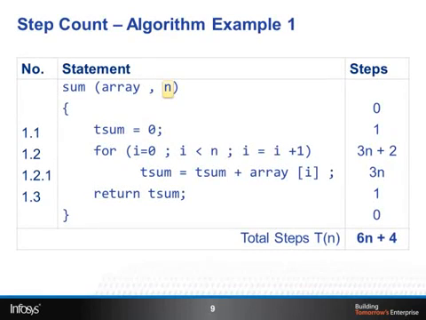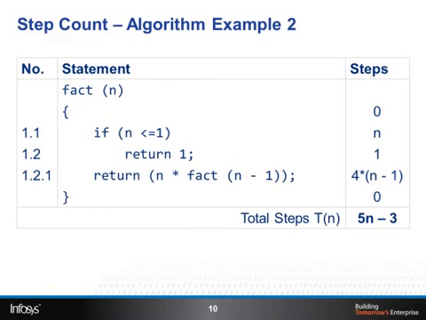Line 1.1, Tsum is equal to 0, contains one step, that is assignment operation. Line 1.2, for i equal to 0, i less than n, i equal to i plus 1, contains one assignment, that is i is equal to 0, and n plus 1 comparisons, and 2n steps in i equal to i plus 1, so total steps will be 3n plus 2. Line 1.2.1 executes n times, and each time it executes 3 steps, namely assignment, addition, and array reference. So total number of steps are 3n. Line 1.3 contains a return statement which executes only once. If we add all these steps, it will be 6n plus 4.